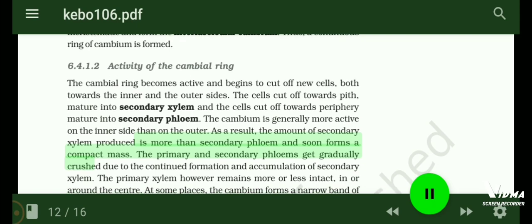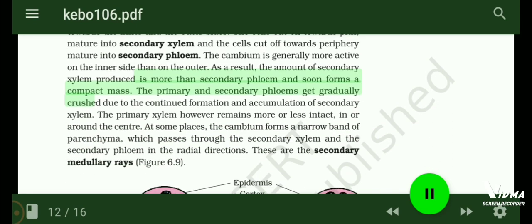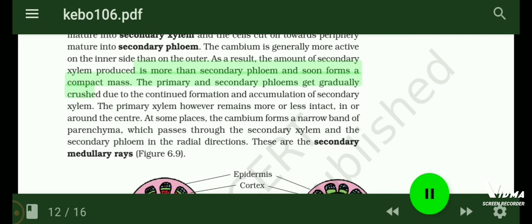The primary and secondary phloems get gradually crushed due to the continued formation and accumulation of secondary xylem. The primary xylem, however, remains more or less intact, in or around the center. At some places, the cambium forms a narrow band of parenchyma, which passes through the secondary xylem and the secondary phloem in the radial directions. These are the secondary medullary rays, figure 6.9.